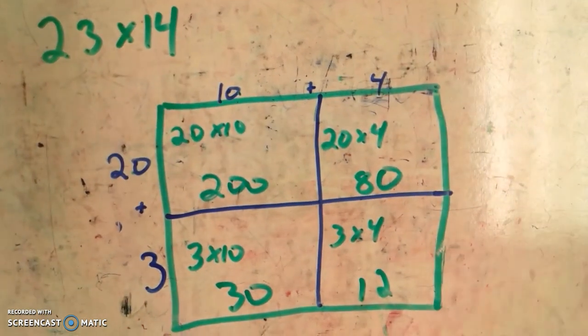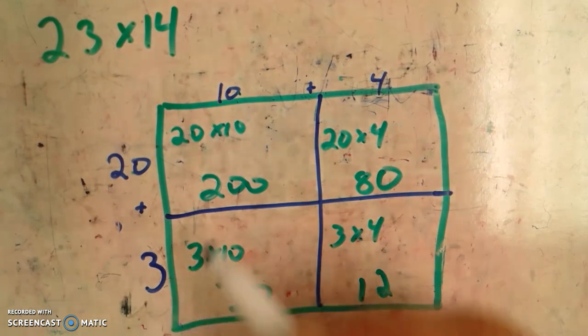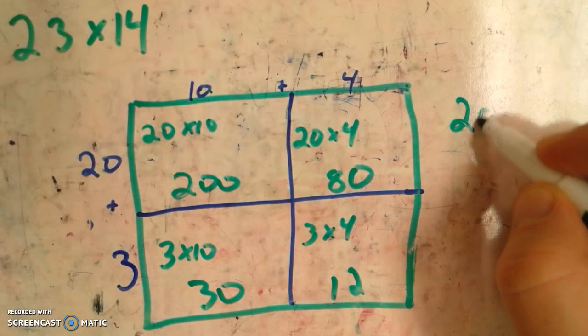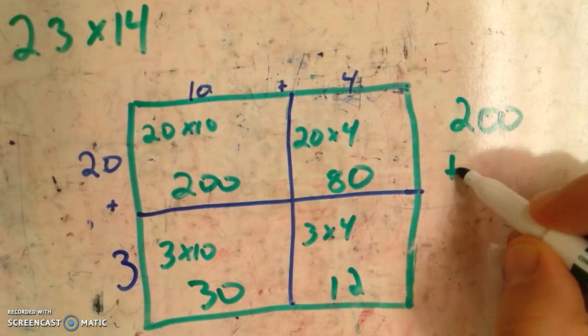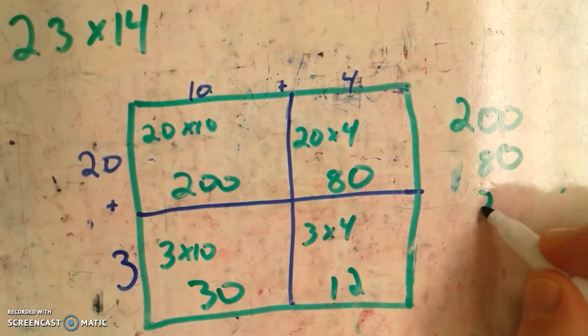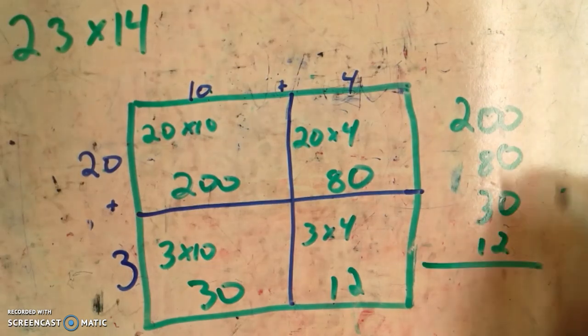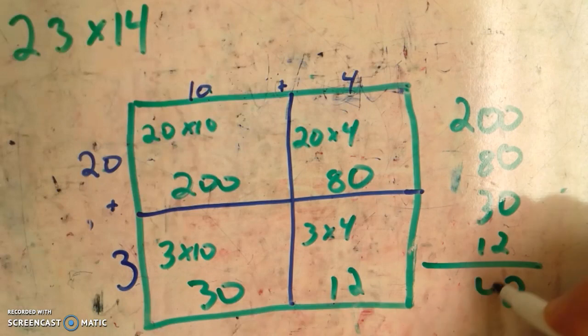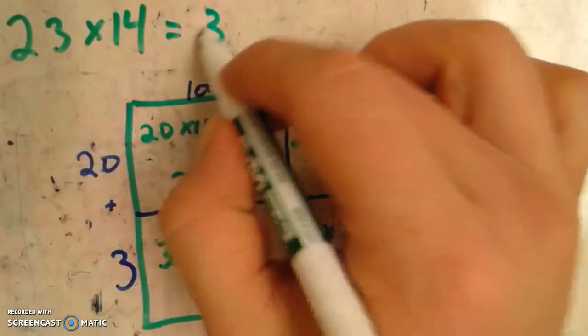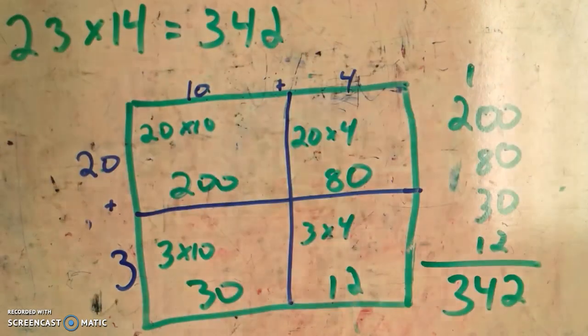What do you think you have to do here now that you have all those answers to these problems? That's right, you have to add them up. So you'll get 200 plus 80, 30, and 12. When you add all of this up, you get 342. And that would be your answer to 23 times 14.